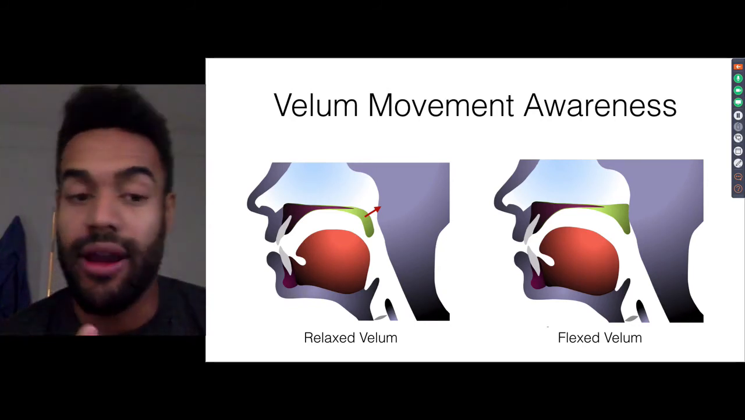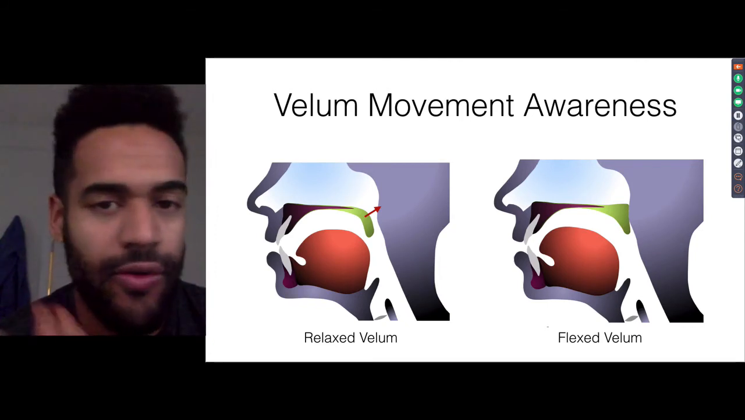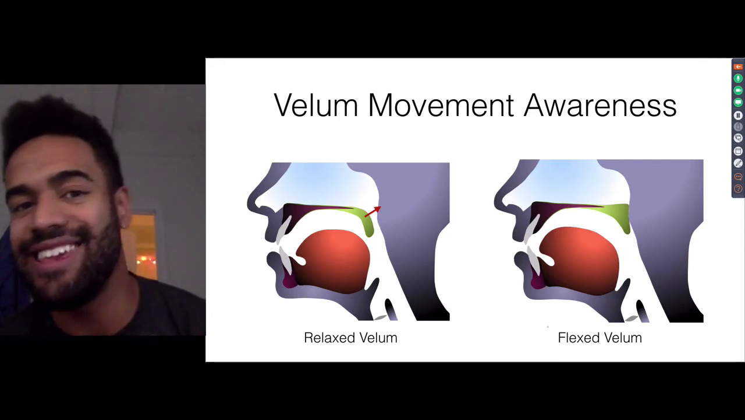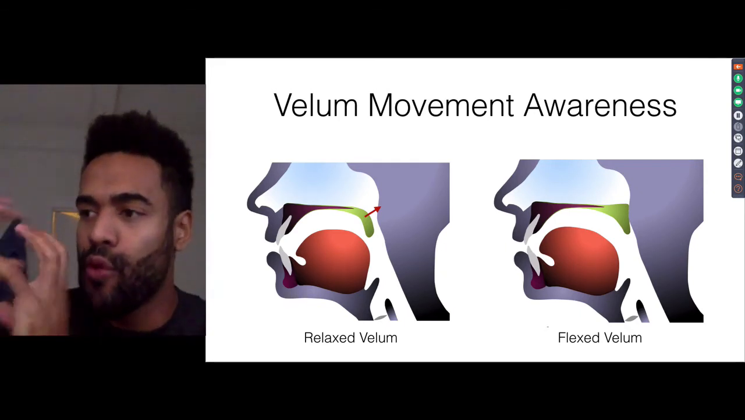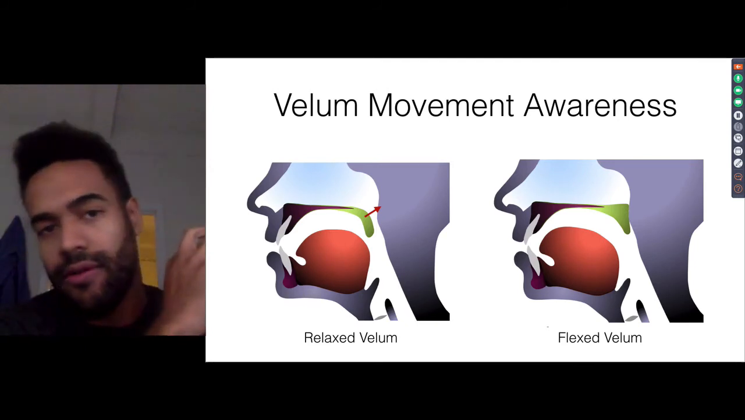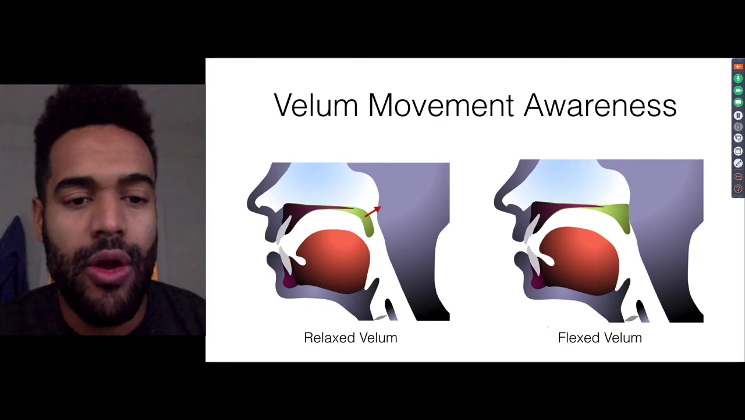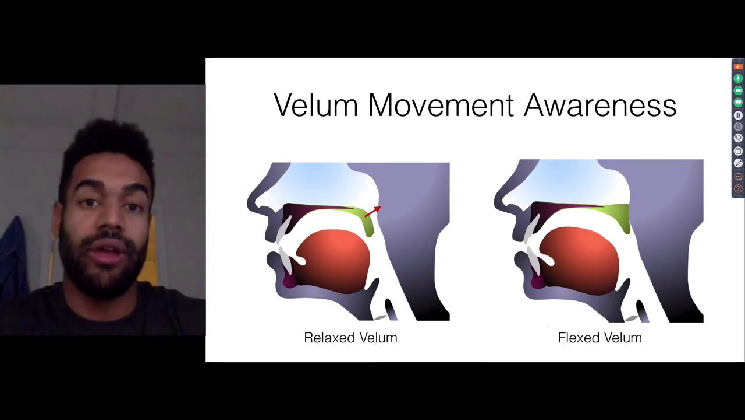Velar movement awareness, okay? Now, like I said to you before, we're constantly using, moving, contracting, elevating this velum whenever we speak, whenever we sneeze, whenever we swallow, and therefore it's an unconscious movement. Now we've got to move this feeling into the realm of conscious awareness. So a relaxed velum is just chilling like this. So I breathe like this.